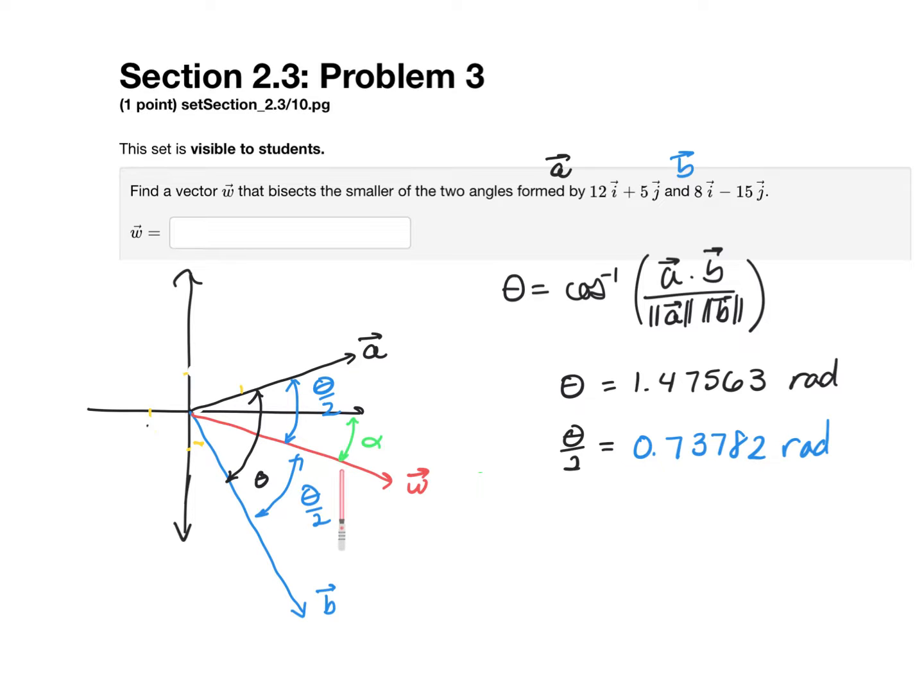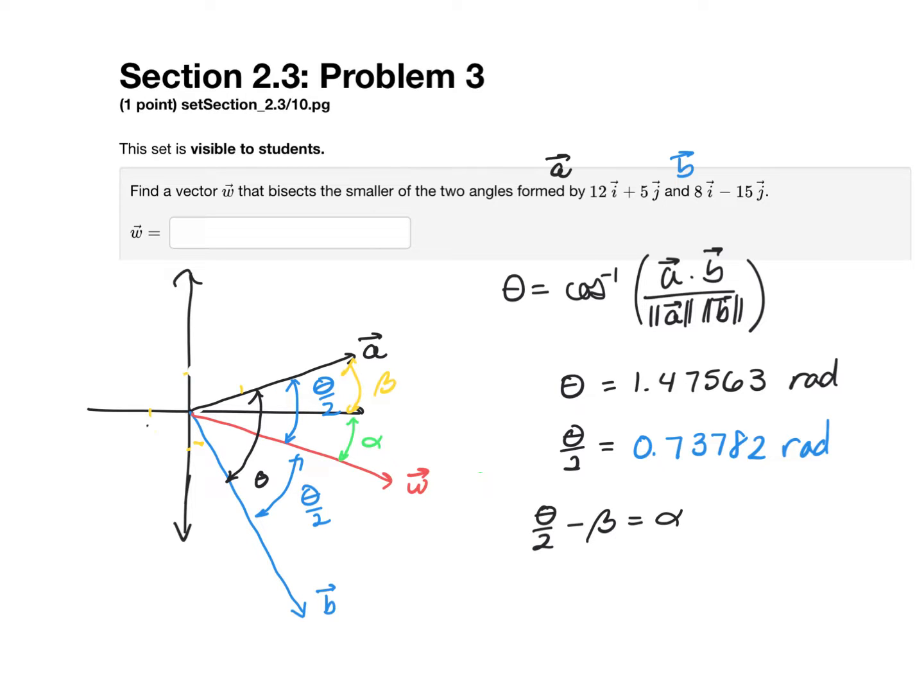Doesn't matter. So I'm going to find the angle that is formed off of the x-axis to A. So from A to the x-axis, I'm going to call this angle beta. And the reason I'm going to call it beta is because what I'm really doing here is I know that if I take theta divided by 2, subtract off beta, I'm going to get that angle alpha.